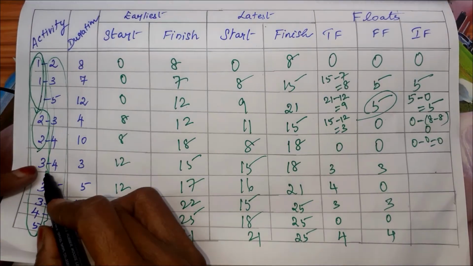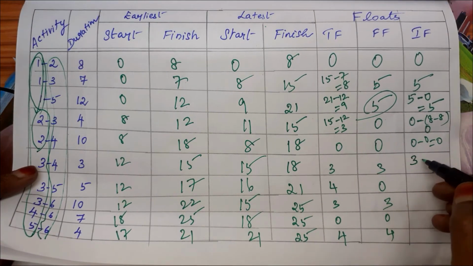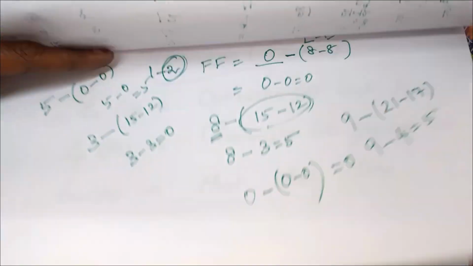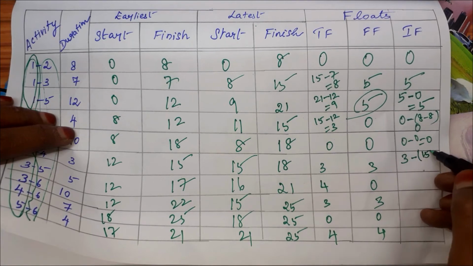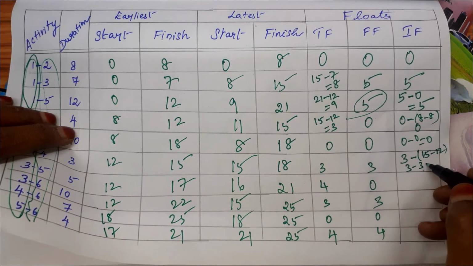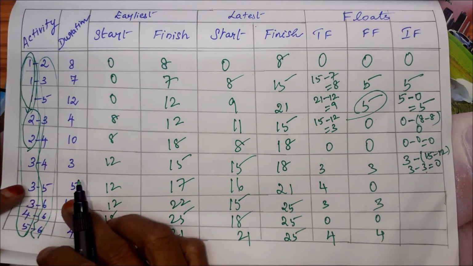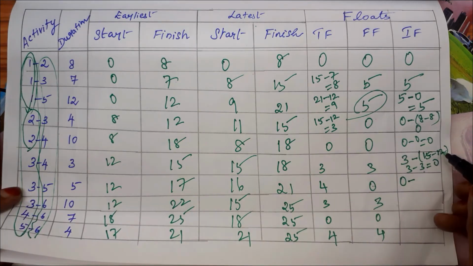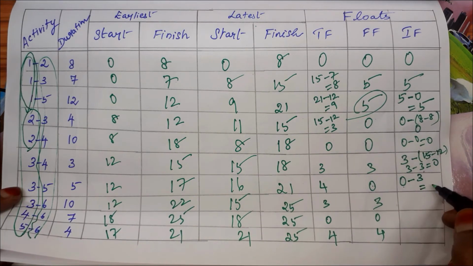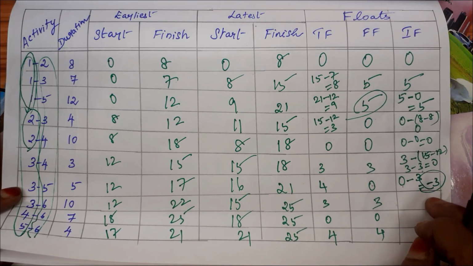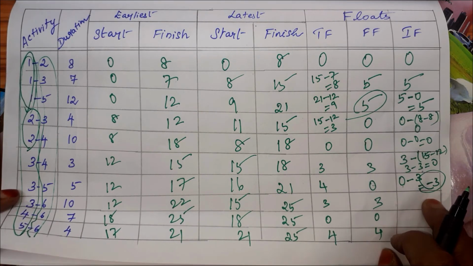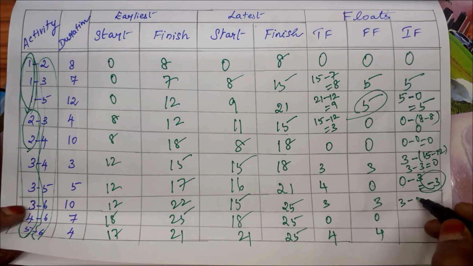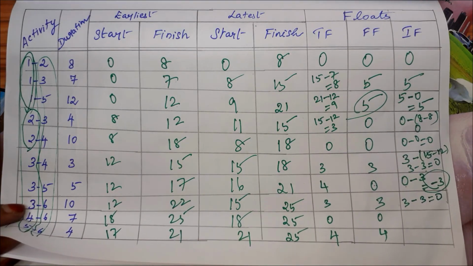Now come to the next activity, 3. For 3, we have 3 here minus, for 3, in that place, 15 minus 12. So 15 minus 12, it is 3. So 3 minus 3, which is 0. And for this 3, 5, we have 0 first minus this 3 only we are taking. So 0 minus 3, this value is negative. Make a note of it. We are getting a negative independent float. We may get, okay, no problem in that. Next is also 3. So 3 minus 3, which is equal to 0. So next one is 0.